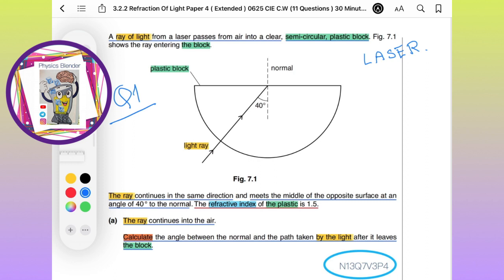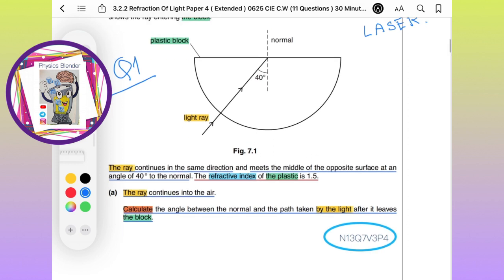Laser is monochromatic light. Okay, so it will pass from air into a clear semicircular plastic block, and the ray will continue in the same direction. Here, as we said, it will continue in the same direction. This radius is perpendicular to the tangent. If you draw a tangent at this point, so this is the normal line. You consider it as a normal line. So you can consider the incident ray is along the normal. So in this case, angle of incidence is equal to 0. Angle of refraction also will be equal to 0.